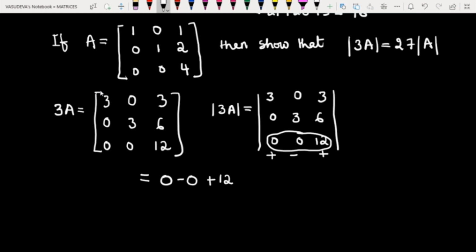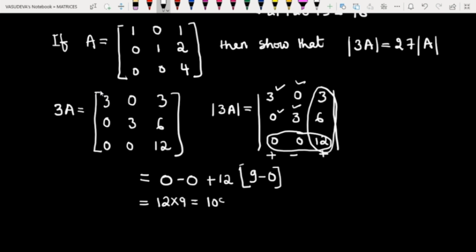12 into the determinant of the remaining elements, as 12 lies in the third row and the third column. The remaining elements are 3 0 0 3. Multiplying this, 3 into 3 is 9 minus 0. So this is 12 into 9, which is equal to 108. Observe that we have expanded the determinant along row 3. So we get the determinant of 3A as 108.